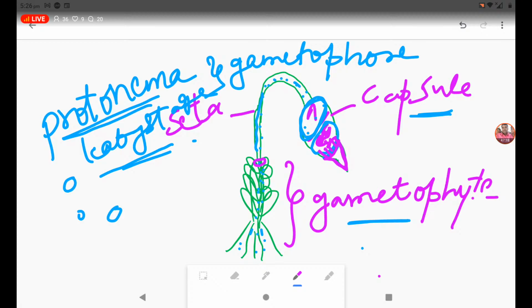And if you take liverworts, elaters are present. They have elaters for dispersal of spores. So elaters are specially present in the case of liverworts, and peristomial teeth are present in the case of mosses for dispersal of spores. That's enough for today's class.